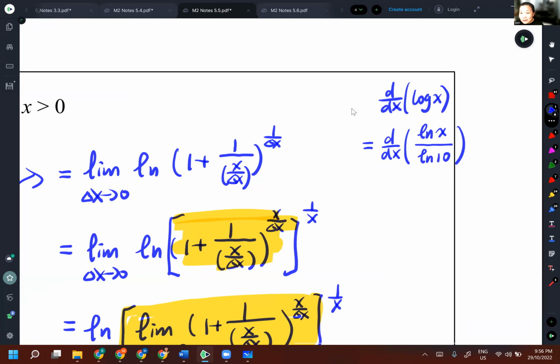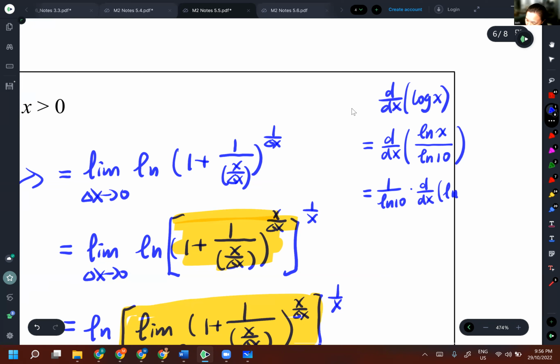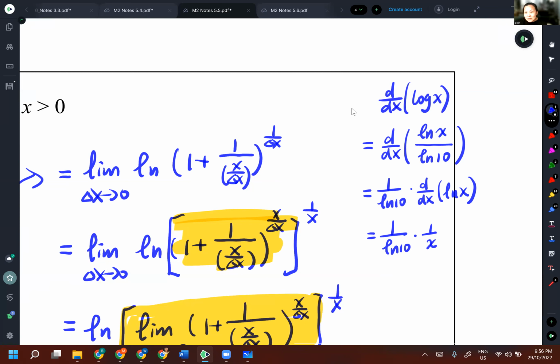You want to change to base e? You see both of them are base e now. So it's log x over log 10. Okay. And then you can take out log 10. And then you have 1 over log 10 times 1 over x. So if it's another base, also change of base, but it's log change of base.